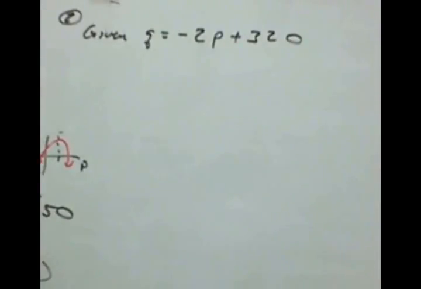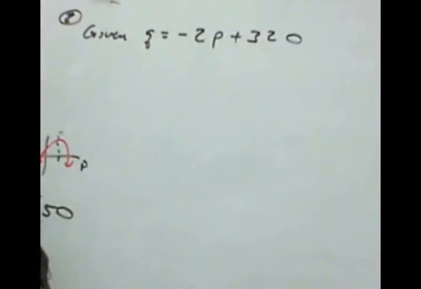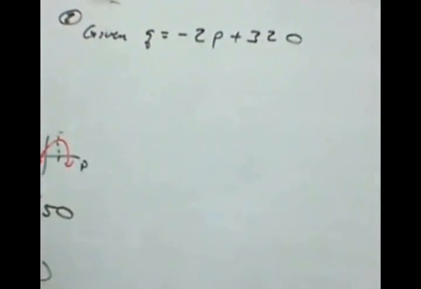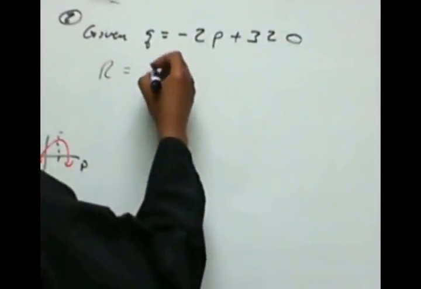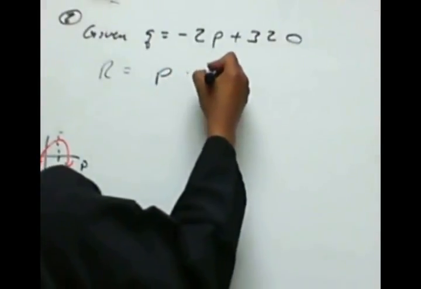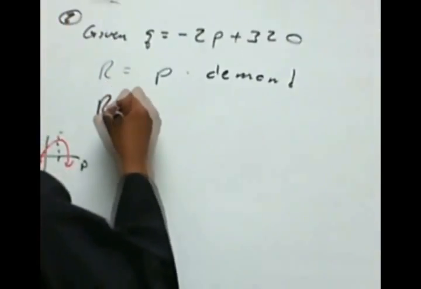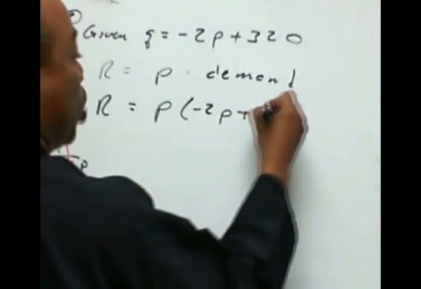Number 2, same question. I have Q, which is a function for items, and P is a price that's input, and I notice that my slope is negative. Therefore, I'm dealing with a demand function here, and I want to find the maximum revenue. So again, revenue is found by taking the price and multiplying it times demand. So revenue equals P times negative 2P plus 320.